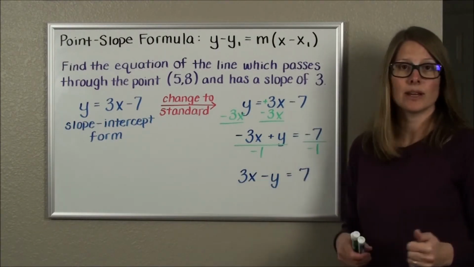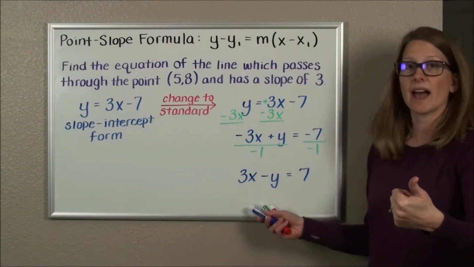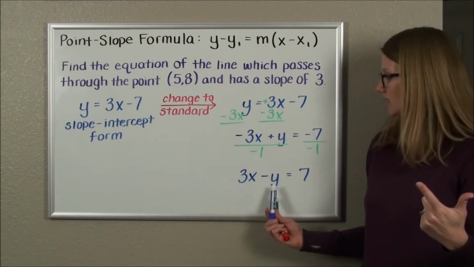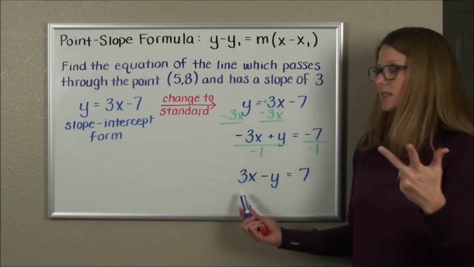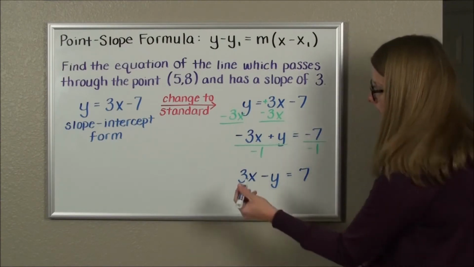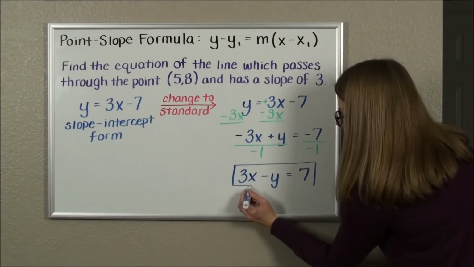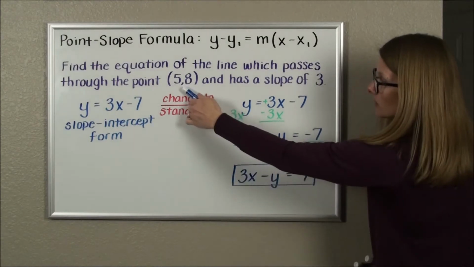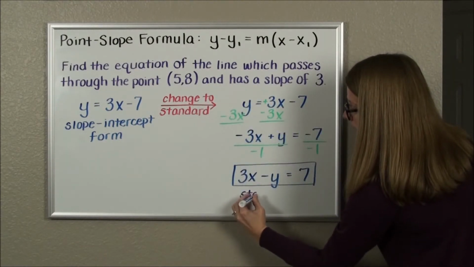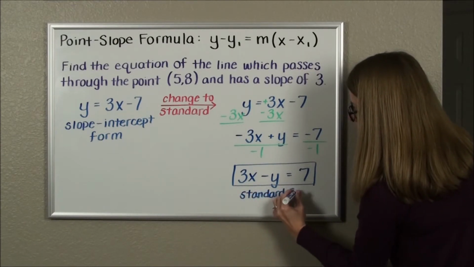So let's check our three things again that we need for standard form. We need x and y on the left, which we have. We need no fraction coefficients. We need whole number coefficients on x and y, which we have. And last, we need to make sure x is positive leading in front, which we now have. And so this is going to be the standard form for the equation which passes through the point (5, 8) and has a slope of 3. We had already gotten the slope-intercept form. We now have the standard form as well.